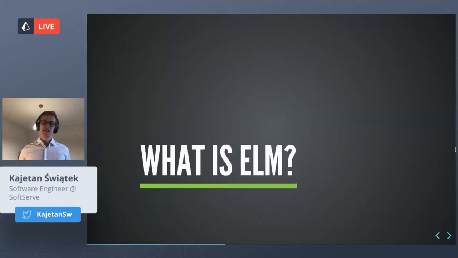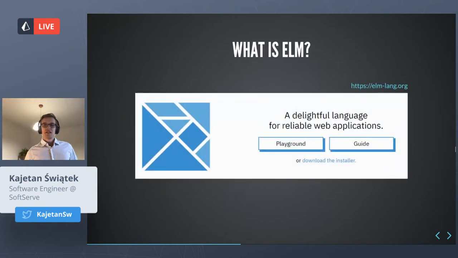So what exactly is Elm? The first page of the language itself says that Elm is a delightful language for reliable web applications. So Elm is an FP language that compiles to JavaScript, and it is designed and created strictly for creating web applications. So you cannot use it to create backends, systems, etc. Only web applications.